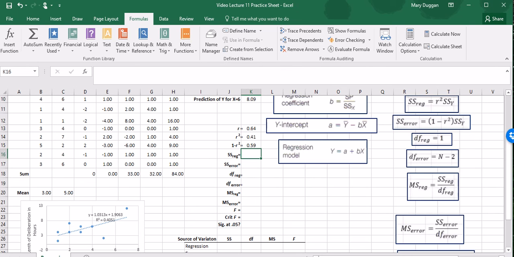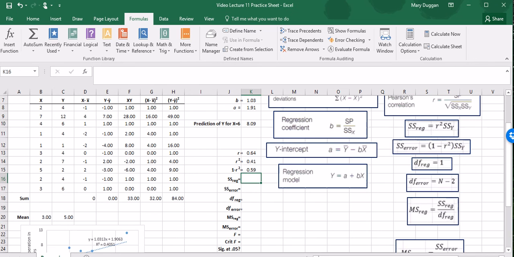First, we calculate the sums of squares, and then we use those in conjunction with the degrees of freedom to calculate mean squares and then calculate an F statistic. And I have two formulas here that are going to help us to determine significance. We have the sum of squares for the regression, and we have the sum of squares for the error.